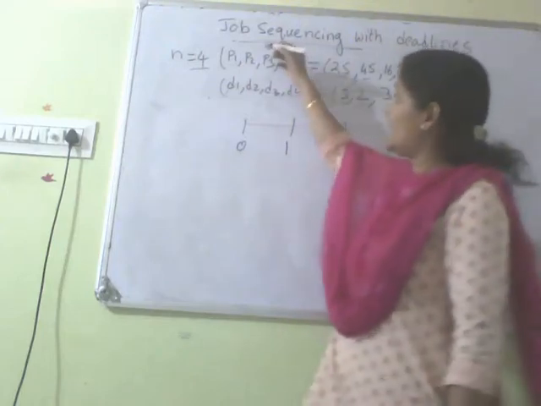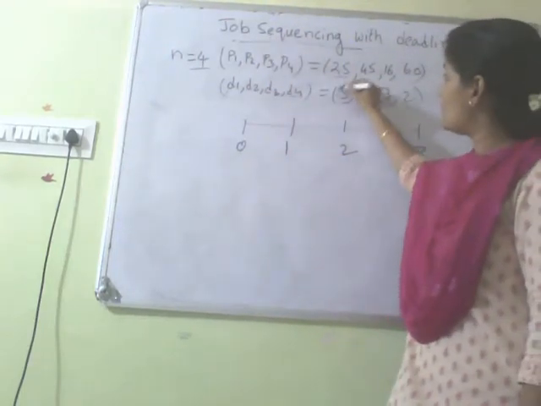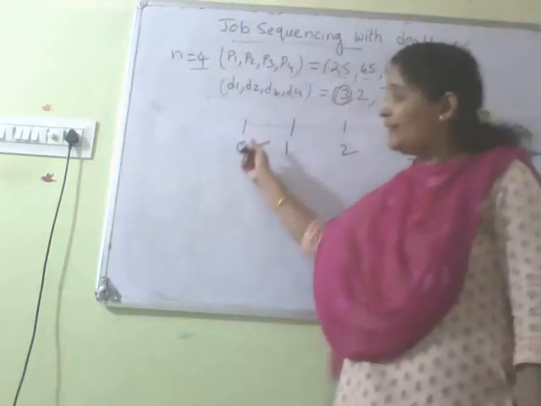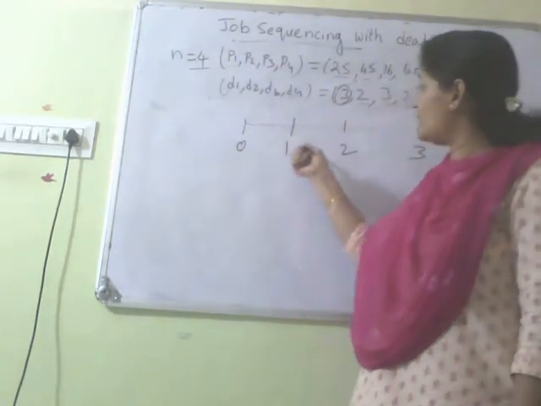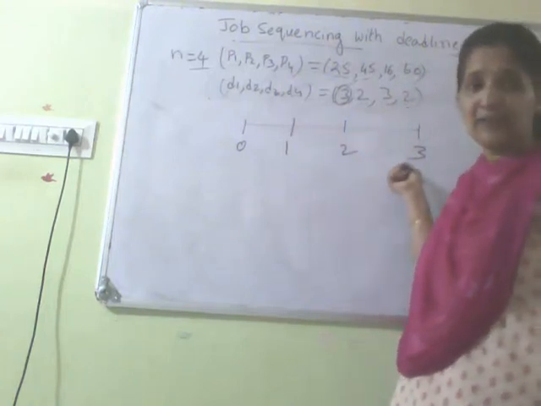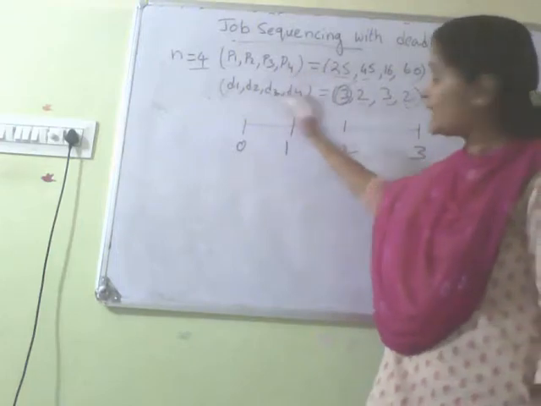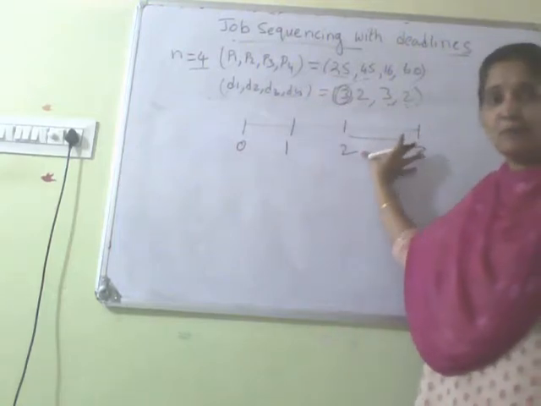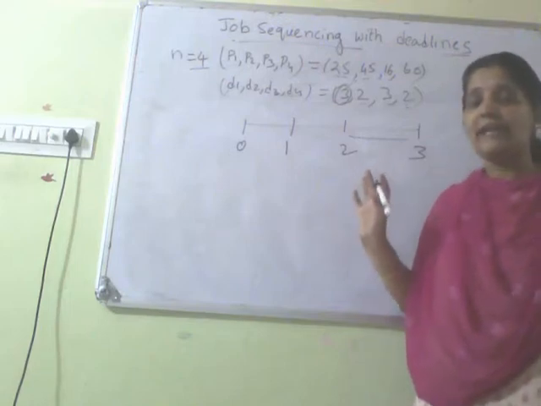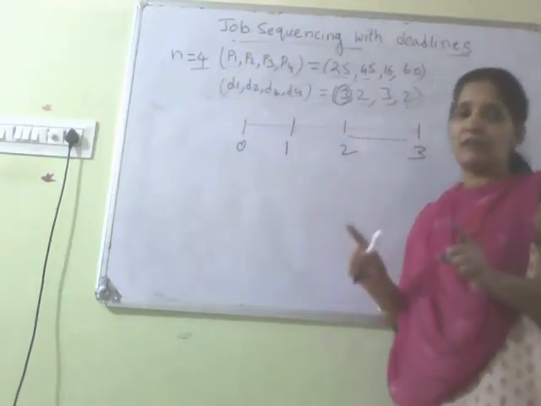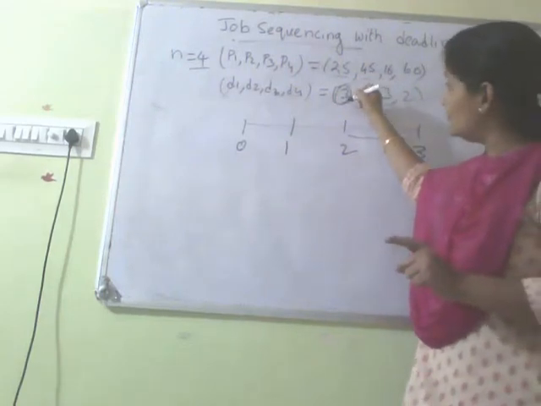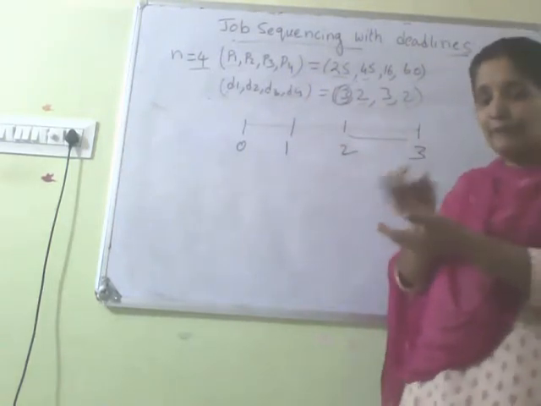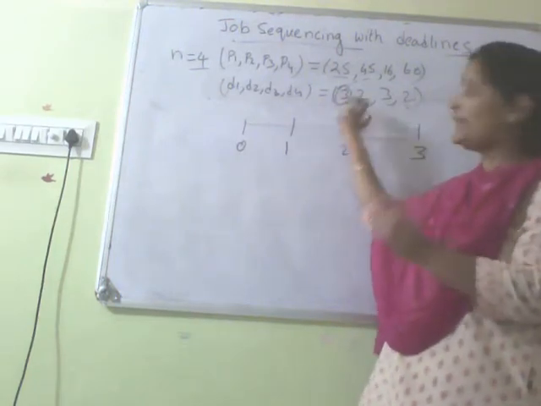Now, for example, take the first job. What is the first job's deadline? It is 3. The meaning is we can do the first job in the first unit of time, or in the second unit of time, or in the third unit of time. That means the first job can wait up to the third hour. Any job takes only 1 unit of time, I said. The deadline given is 3, so the first job can wait up to the third hour. Before the third hour, it should be completed. That is the meaning of 3.